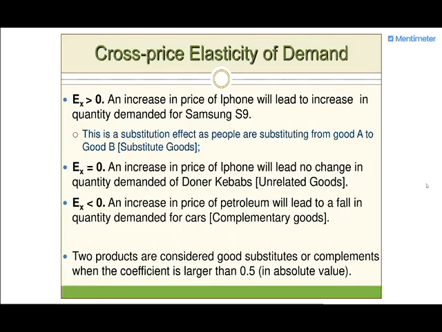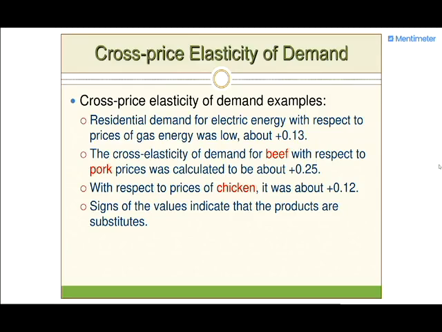Now, if two products are considered good substitutes or complements, then they will have a cross-price elasticity greater than 0.5 in absolute value, whether negative or positive. They are good substitutes or good complements. Moving on, here's an example that I'm going to skip because we only have 5 minutes to cover income elasticity, which is also an important measure before we move on. So think of this: residential demand for electric energy with respect to the price of gas energy was low, 0.13. It's a positive value, however. It tells us that they are substitutes, right? But they are not good substitutes. Makes sense? Yeah.